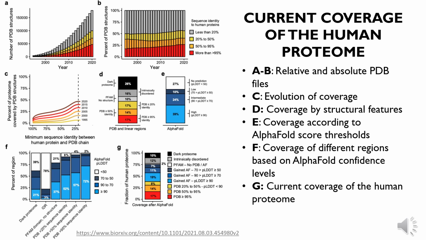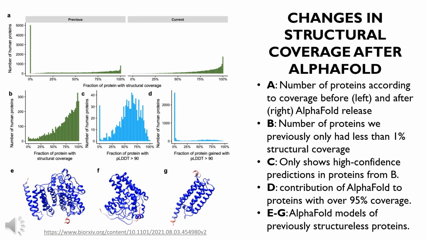This is thanks to the contribution of scientists over the years, and now we have a much higher coverage of the human proteome, as evidenced in the figure to the left, specifically A, B, and C. The current coverage of the human proteome is only 48%, as evidenced in figure G. And while this is a pretty significant progress over the last 20 years, AlphaFold can help us increase that coverage in the future.